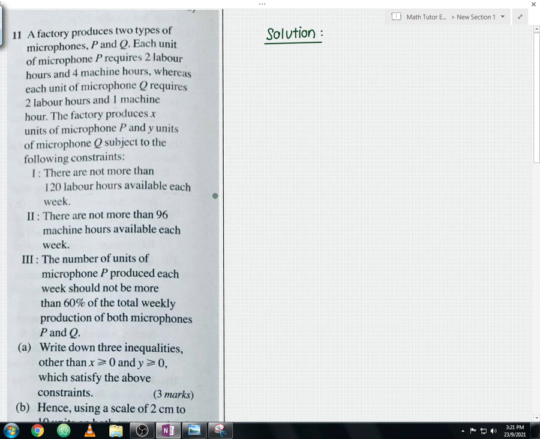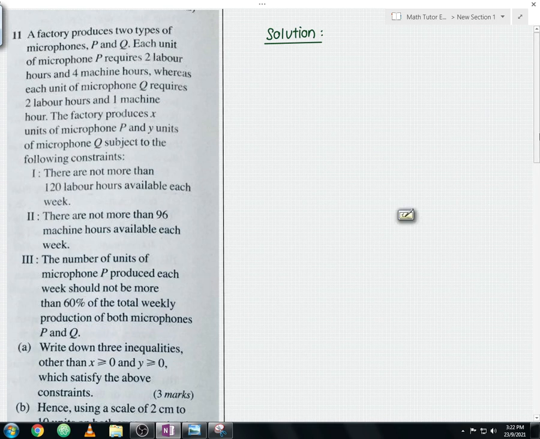For constraint 1, there are not more than 120 labor hours available each week. For constraint 2, there are not more than 96 machine hours available each week. For constraint 3, the number of units of microphone P produced each week should not be more than 60% of the total weekly production of both microphones P and Q.